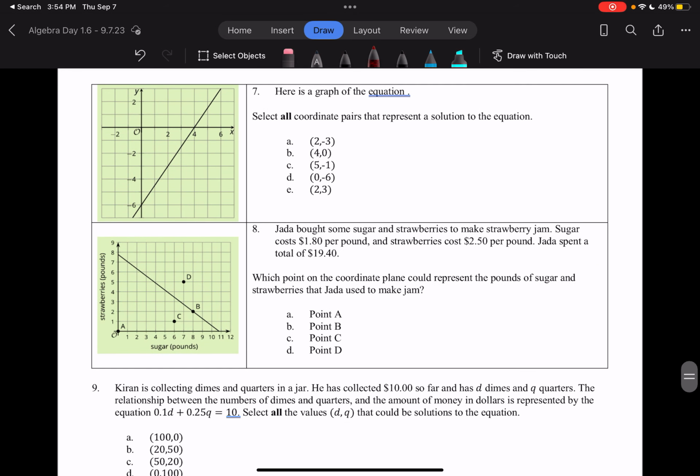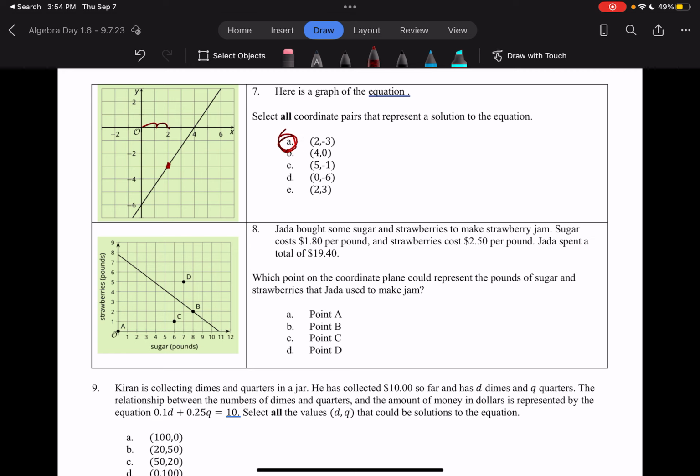All right, 7 says, here's a graph of the equation. Select the coordinate points that represent the solution to the equation. So you want to select all. Again, there's going to be more than one answer. And for this one, you're looking at where the points are. So I'm going to model with the first one. If I'm looking for (2, -3), so over 2, down 3, this point is on the line. So this would be a solution.